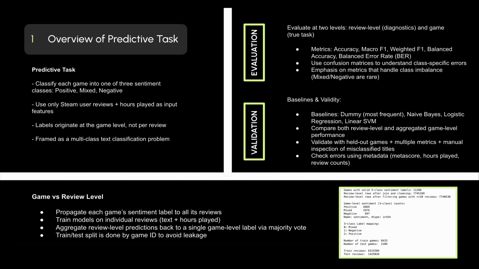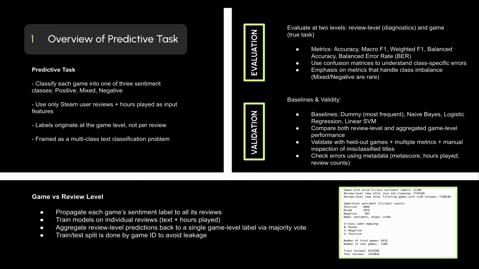And I think these metrics can be backed up as appropriate because this sentiment prediction problem is an imbalanced 3-class problem. The negative and the mixed cases, as we'll see in the EDA, are minority classes, but they're still important. And macro F1, balanced accuracy, and the balanced error rate will make sure that these classes are able to influence our evaluation. And in terms of baselines, we'll be comparing against just a dummy classifier, naive Bayes, and then we'll be comparing the performance of logistic regression and linear SVM as models.